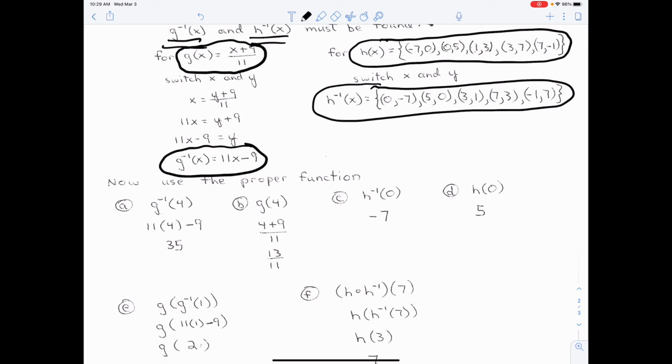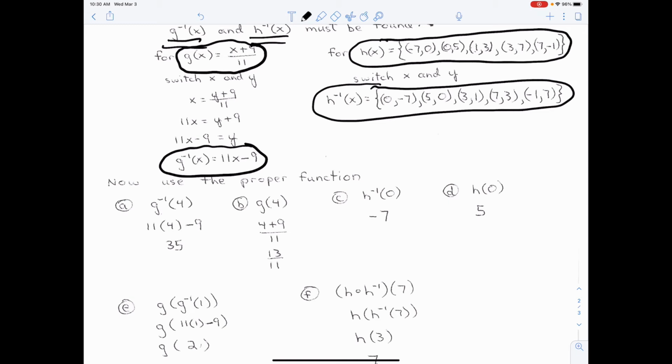So letter A, problem A, says find g to the negative 1 of 4. So which one do we use? We use this one, because that's the g to the negative 1. So we take that equation, plug in 4 for x, and then calculate it.